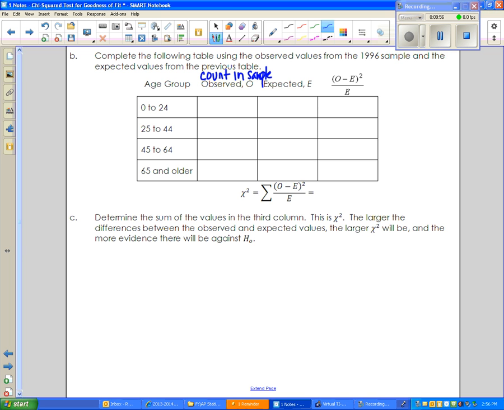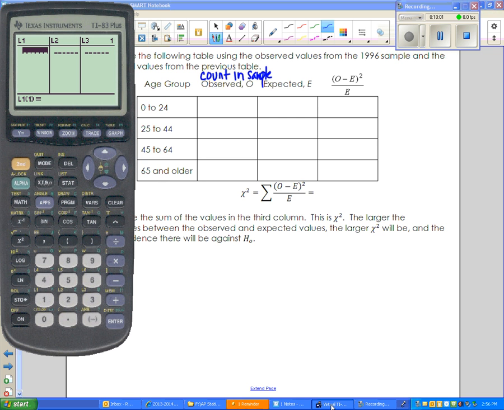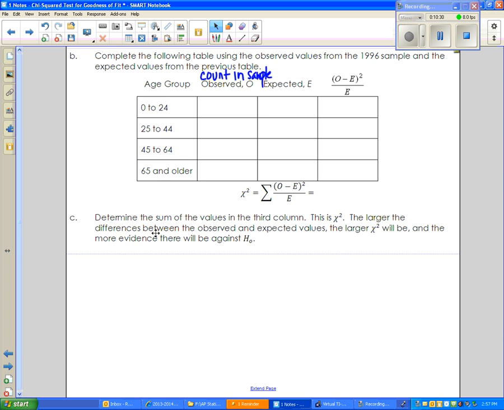The expected values would be the expected counts. So basically, those are the values we just computed, where you're taking the percentage from the original population, the 1980 population, and multiplying by your sample size. Okay, so we were given the values of our observed numbers. There were 177 between the ages of 0 and 24, 158, 101, and 64. And those are the values that were given to us.